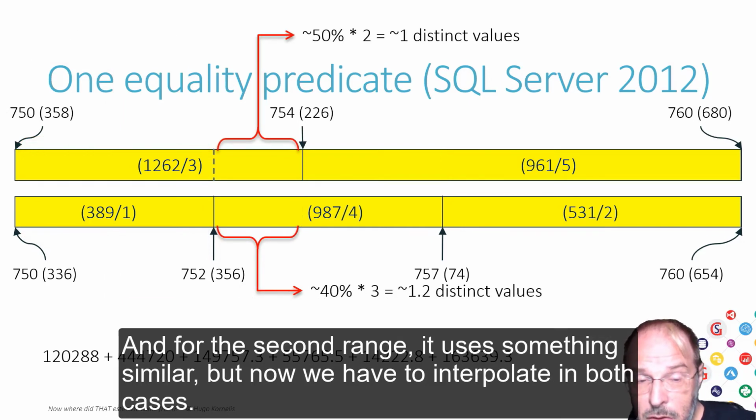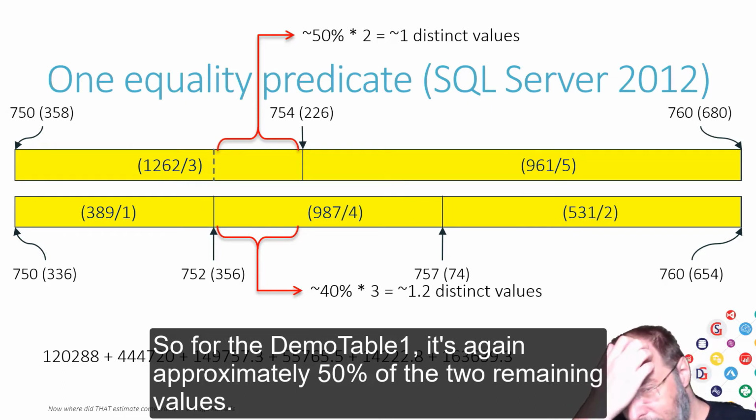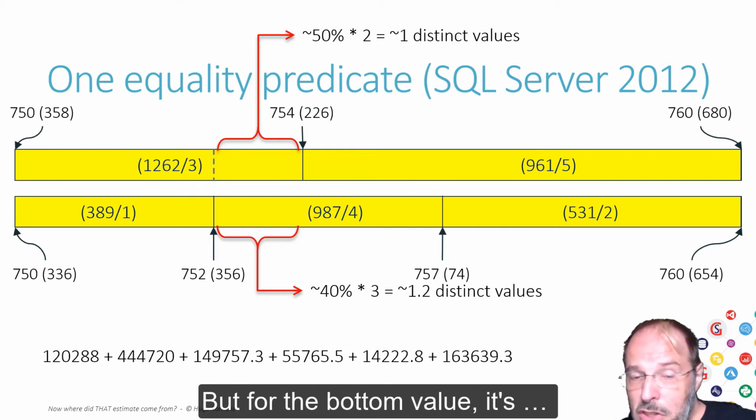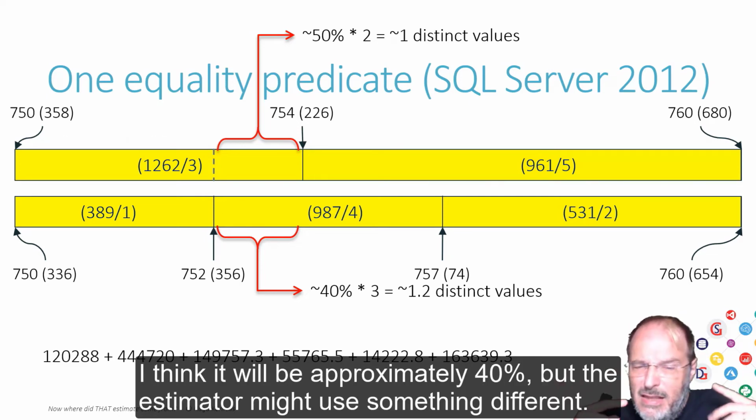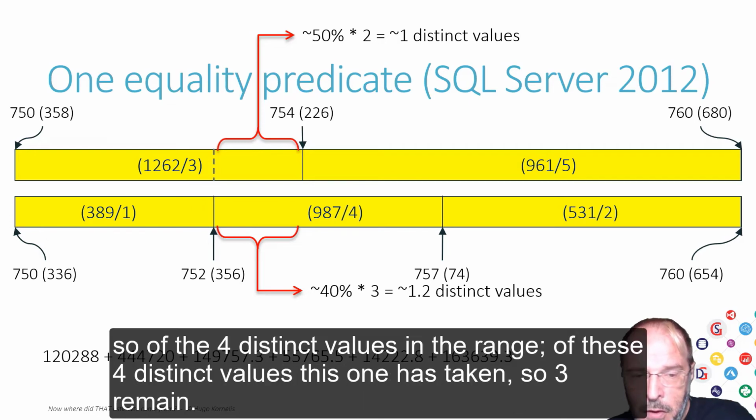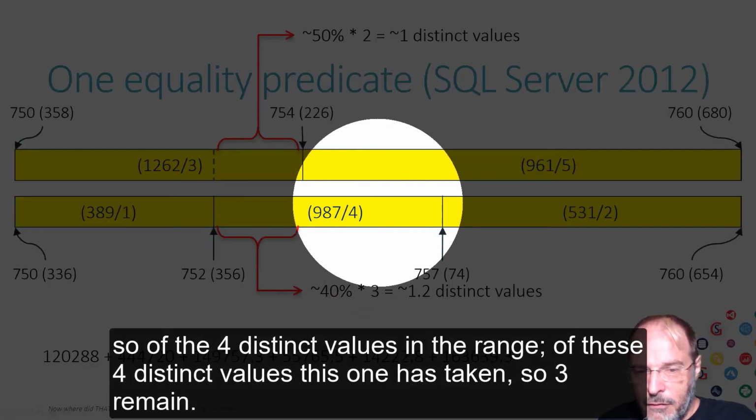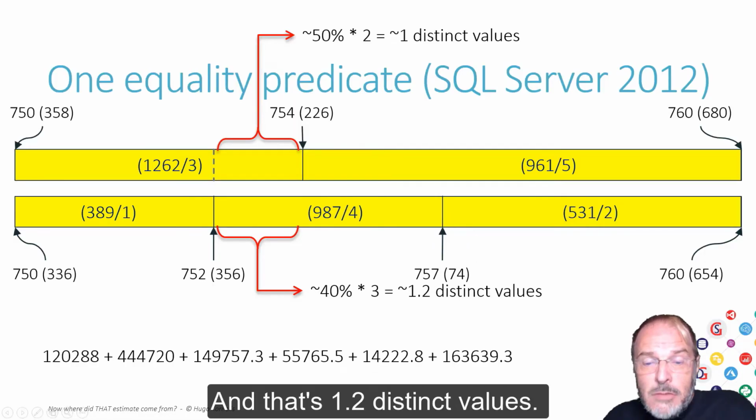And for the second range it uses something similar, but now we have to interpolate in both cases. So for the demo table 1 it's again approximately 50% of the 2 remaining values, but for the bottom value, here, how does 752 to 757 interpolate when you do only up to 754? I think it will be approximately 40%, but the estimator might use something different. And again, it multiplies by 3 because the value 754 itself has already been consumed. So of the 4 distinct values in the range, this one has been taken, so 3 remain. And that's 1.2 distinct values.